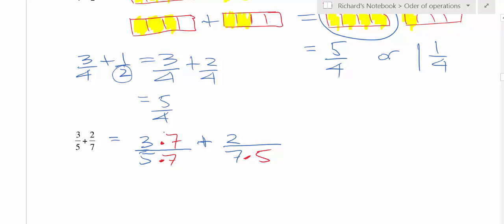Okay, so that makes 7/7. Well, anything divided by itself is 1. So I haven't actually changed anything. It's just kind of like a party trick. I'm just modifying the fraction so that it will have a common denominator. I can do the same thing to the other side.